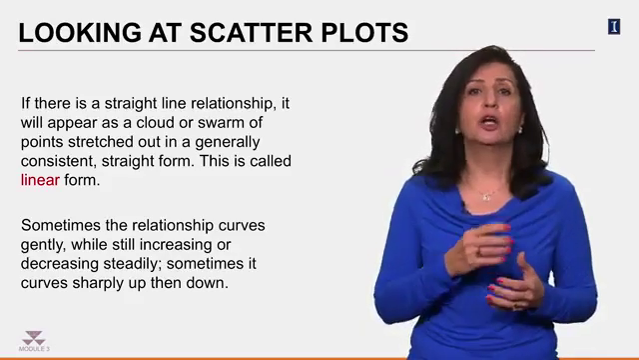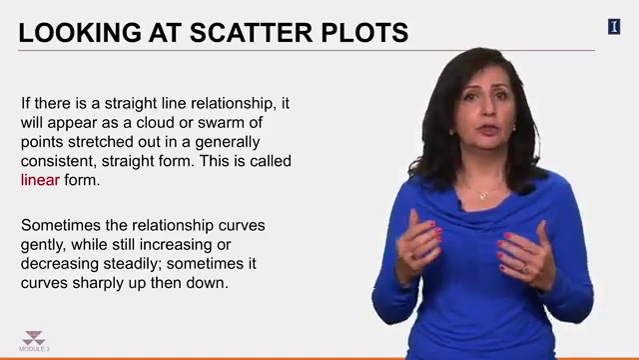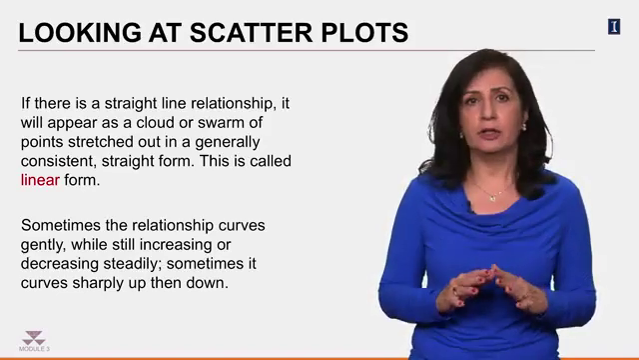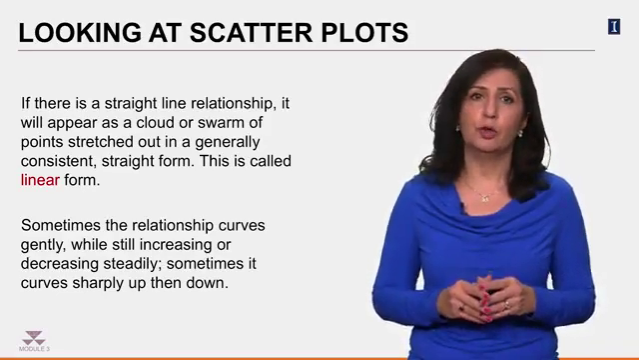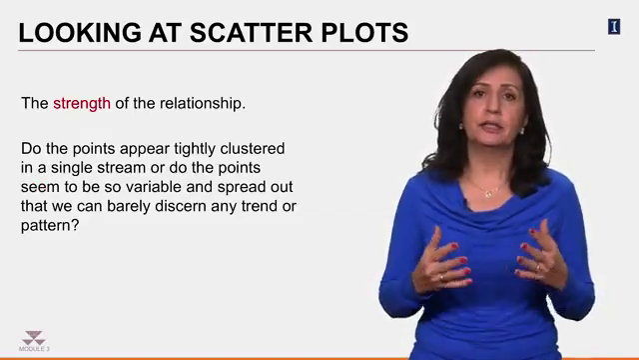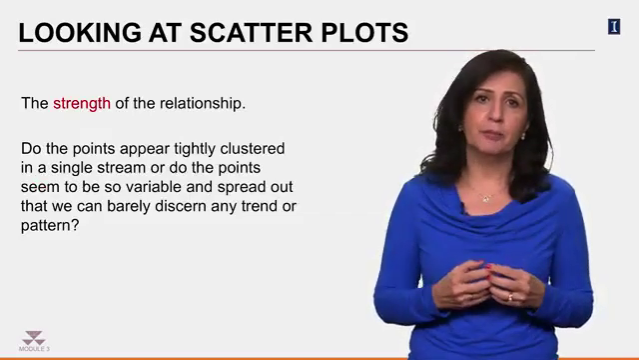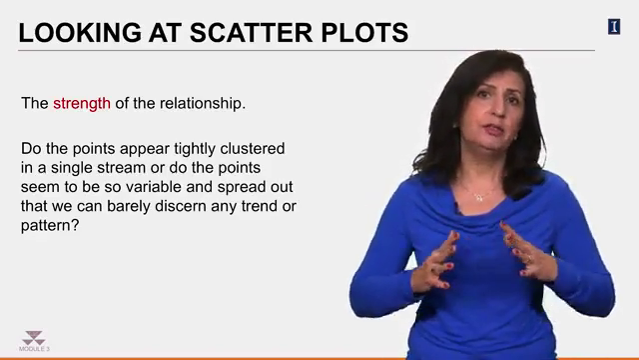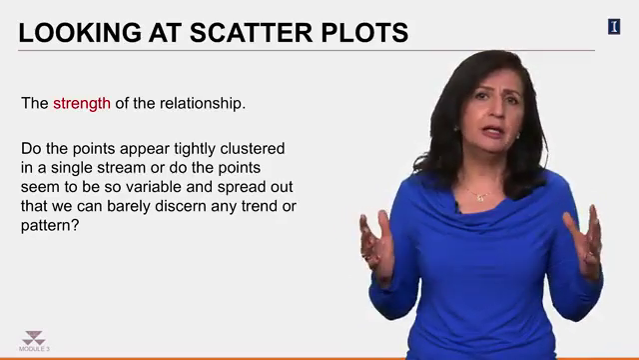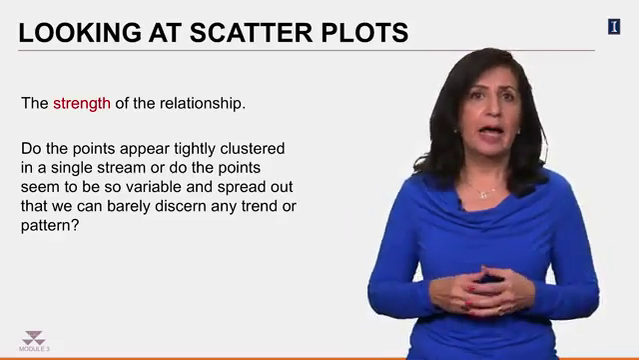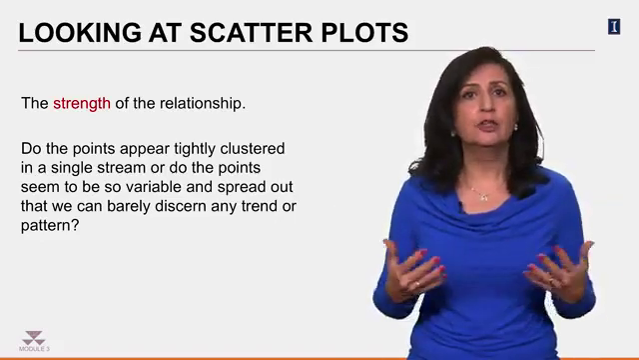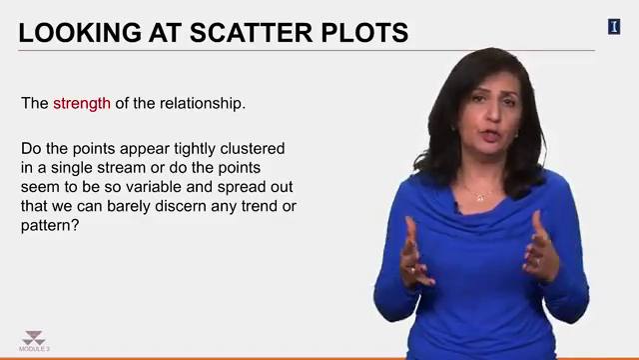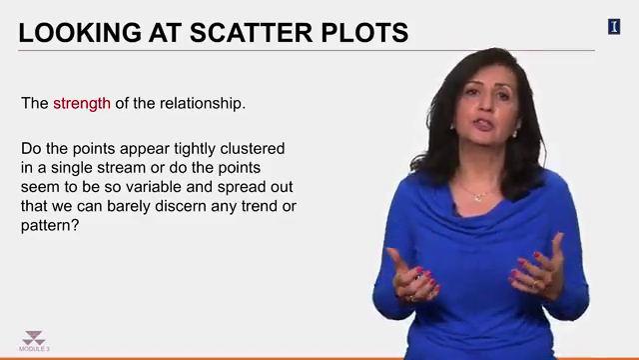Sometimes the relationship curves gently while still increasing or decreasing steadily. Sometimes it curves sharply up and down. If you see this pattern, then a linear regression model will not be suitable. The third feature to look for in a scatter plot is the strength of the relationship. Do the points appear tightly clustered in a single stream, or do the points seem to be so variable and spread out that we can barely discern any trend or pattern? As the points get more and more spread out, the relationship becomes weaker and weaker. A good model will have most of its points closely clustered, providing a strong relationship.